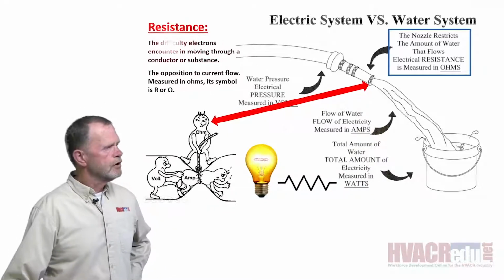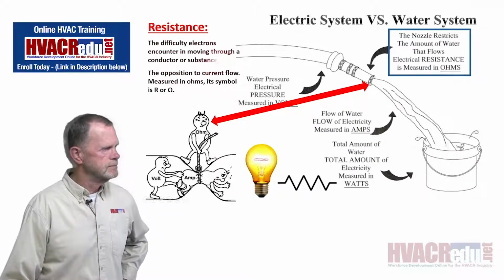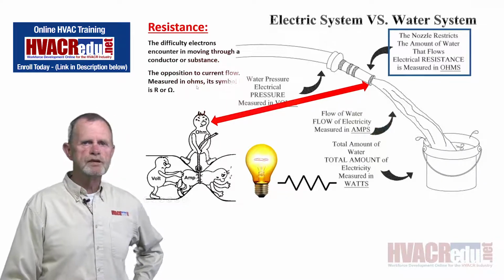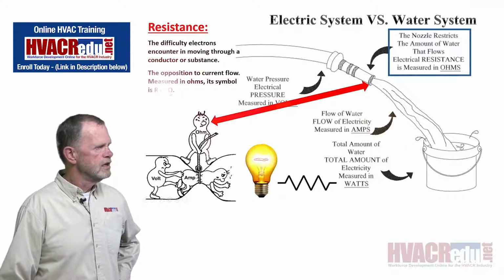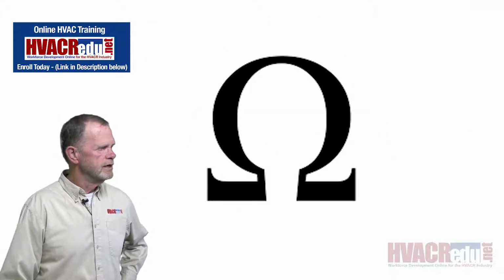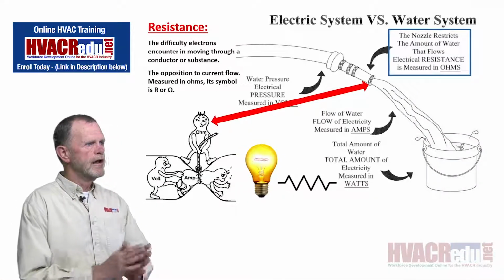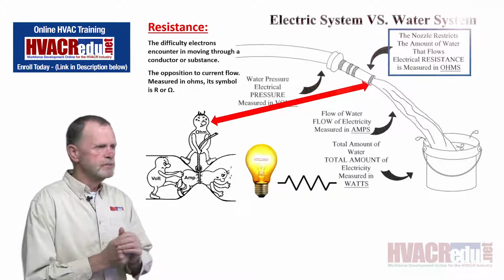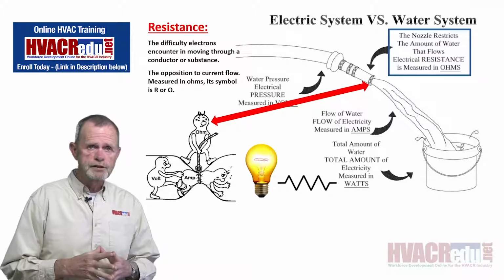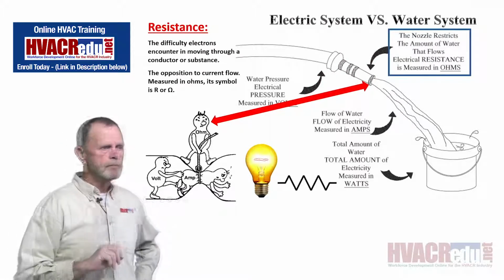Resistance. The difficulty electrons encounter in moving through a conductor or substance. The opposition to current flow, measured in ohms, its symbol is R, or the little omega sign. And more than likely you'll see the little omega sign for ohms resistance. All right? Once again, we're back to the water analogy, electric system versus water system. And the analogy of resistance to flow in the water system, of course, is the nozzle right here, or restriction in the pipe. All right?